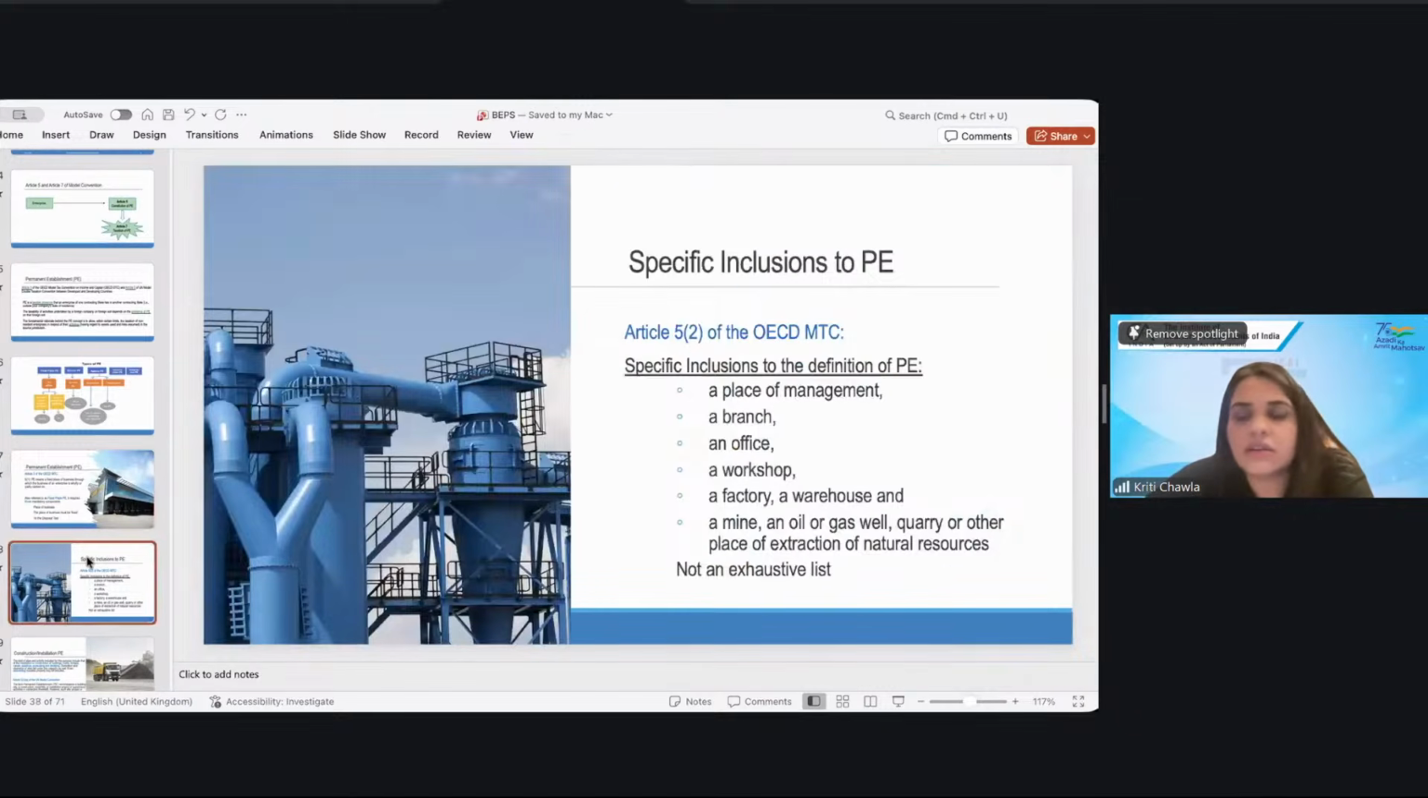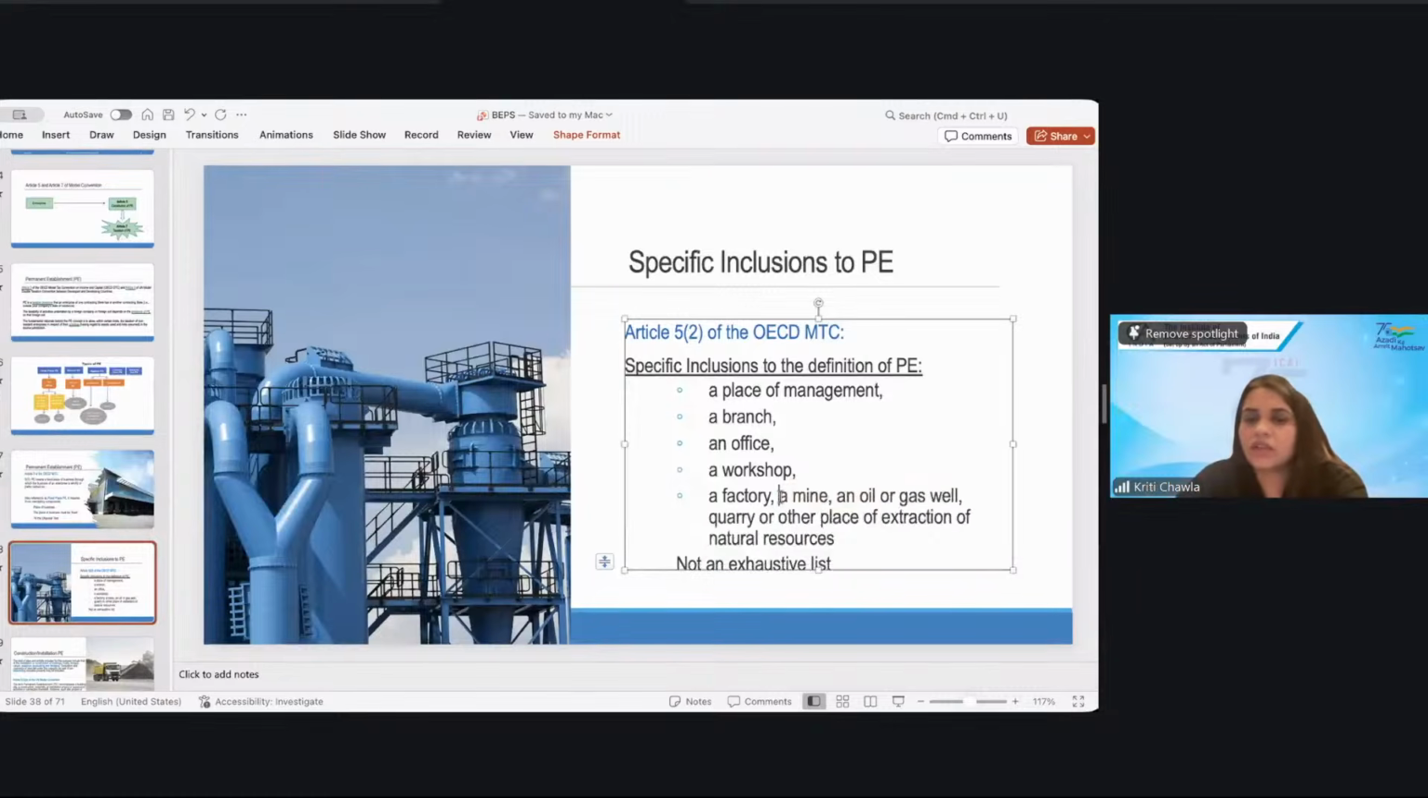Now, there are specific inclusions to a permanent establishment, and this is provided in Article 5, Sub-Article 2 of the Model Taxation Convention. These specific inclusions mean that there could be a place of management, a branch, office, workshop, factory, a mine, an oil or gas well, etc.